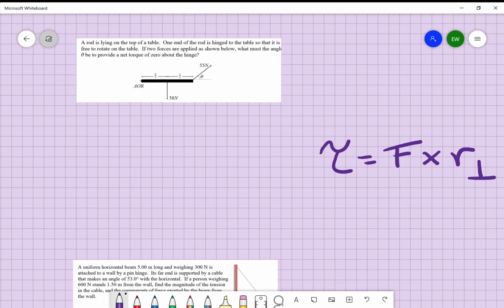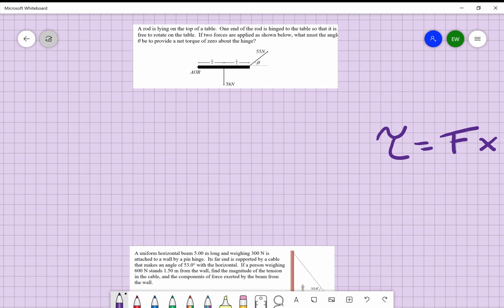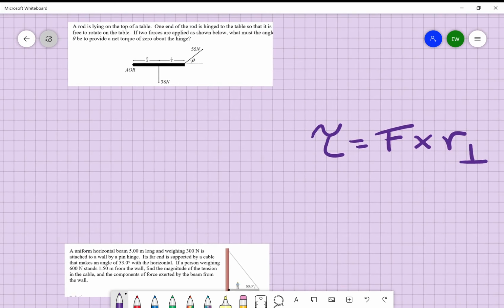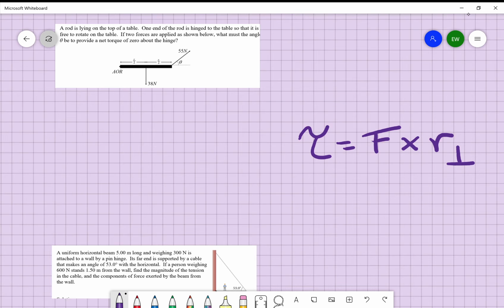So this equation can be as simple as this problem up here. A rod is lying on a tabletop. One end of the rod is hinged to the table so that it's free to rotate on the table. So that's my pivot point. If the two forces are applied as shown, what must the angle theta be to provide a net torque of 0 about the hinge? So similar to forces, the sum of my torques is what the object feels. If my net torque is 0, that means these all have to even out.